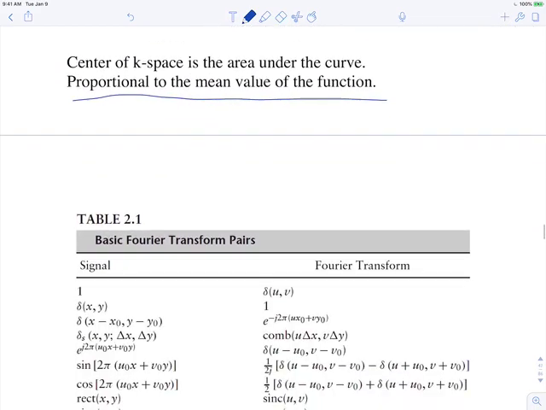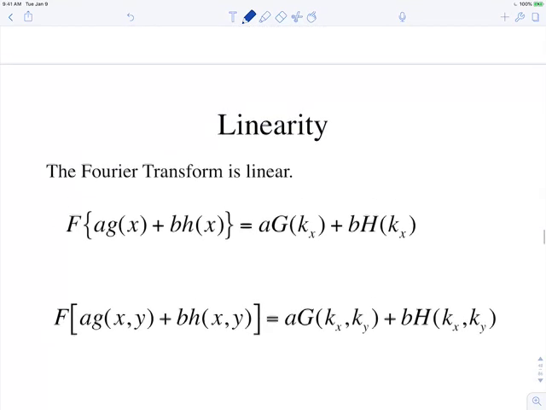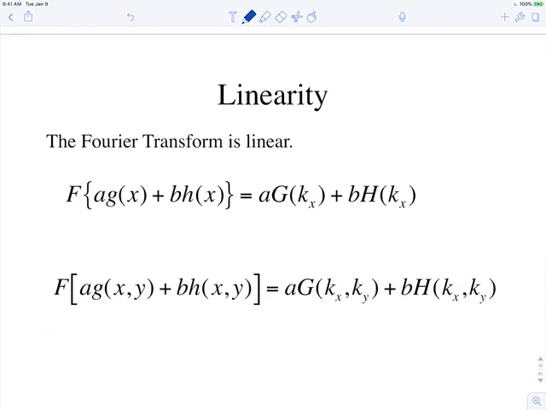The book has some basic Fourier transform pairs. We didn't really get into some of the properties, so we'll have to pick up on that in a later lecture. And if you have questions about the homework or the lecture, I'm here for office hours.